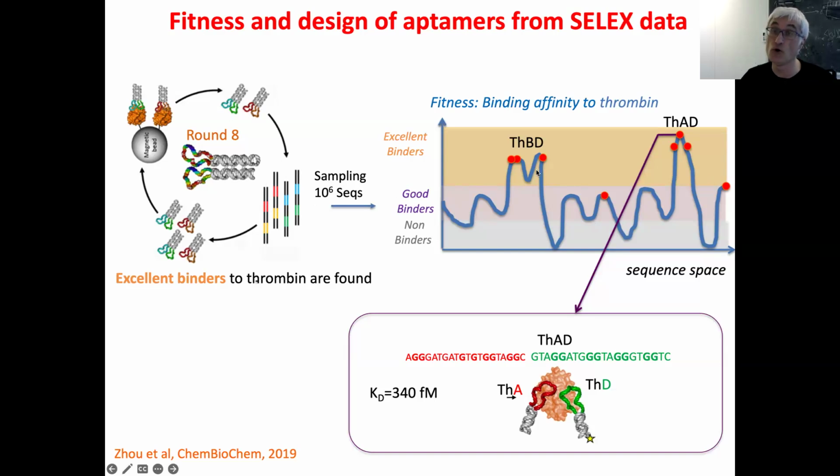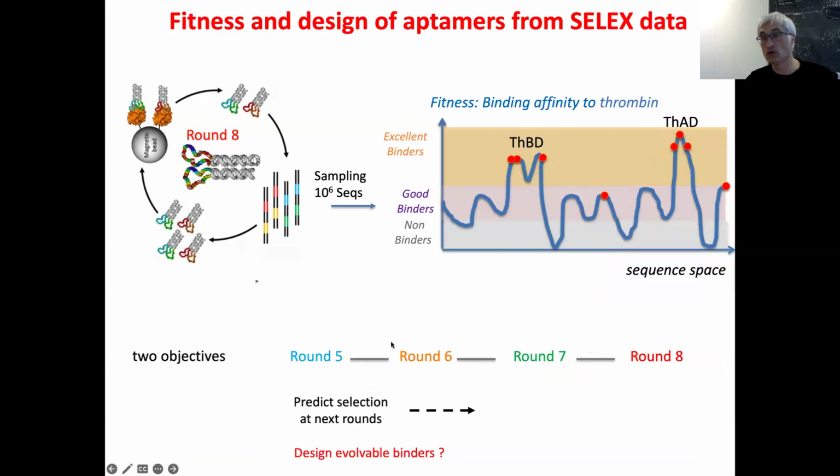And can we engineer new binders? We would like to do different things, design evolvable binders, new ones. And we would like also to be able to predict selection, which is a kind of dream in selection, even in vitro. So essentially, if we take the data at round 5, can we actually build a model which is able to tell us what is going to happen at the next round?